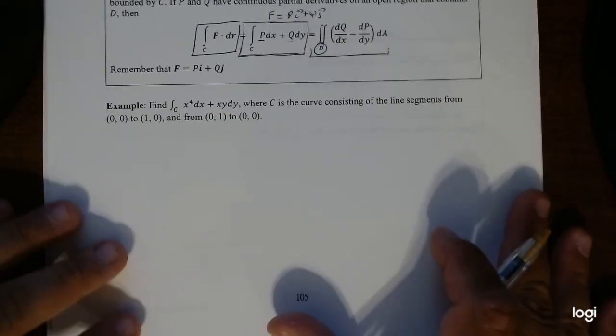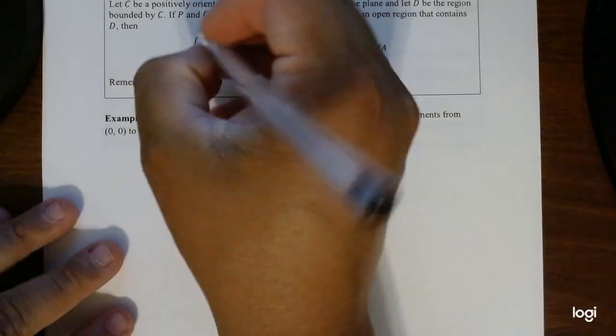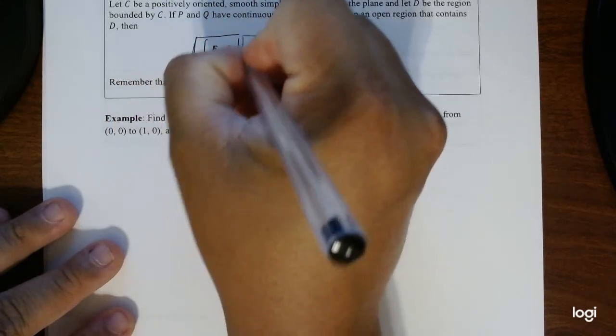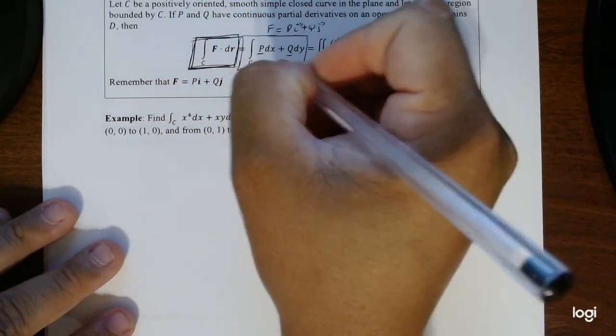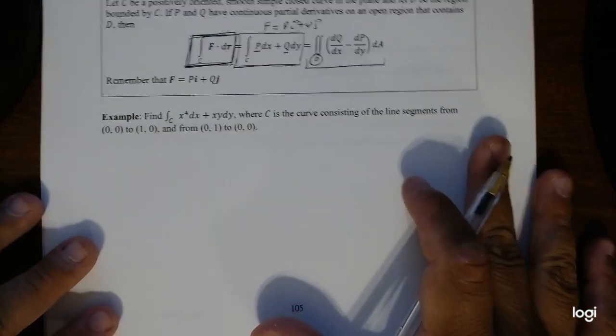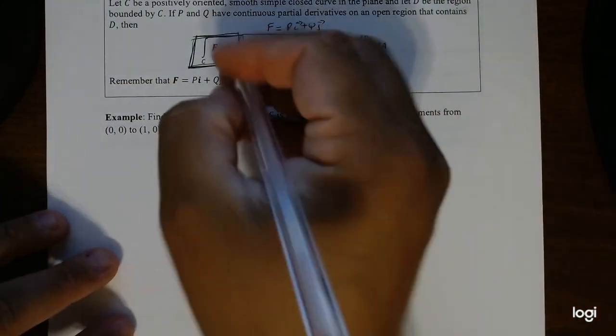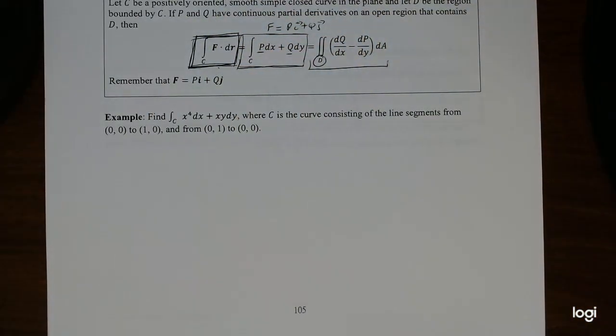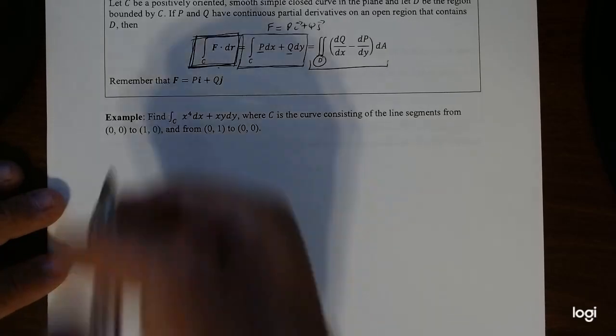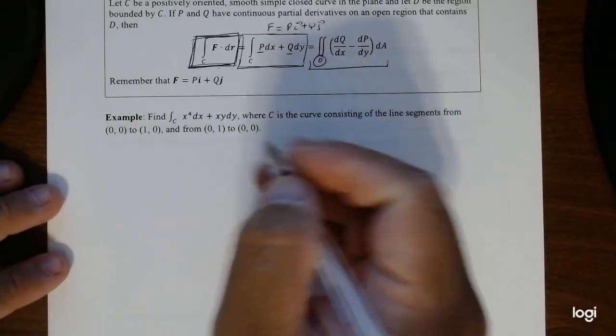So how does this work? Remember, we always want to encompass line integrals, and sometimes line integrals are really too difficult to actually do by definition. So a lot of times, with Green's theorem and going forward, it's about finding a much easier way to do so. So for example, let's find the line integral of x to the fourth dx plus xy dy, where C is the curve consisting of the line segments from (0, 0) to (1, 0), and so forth.